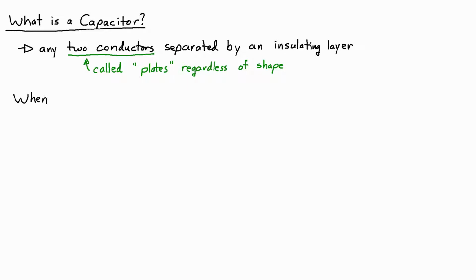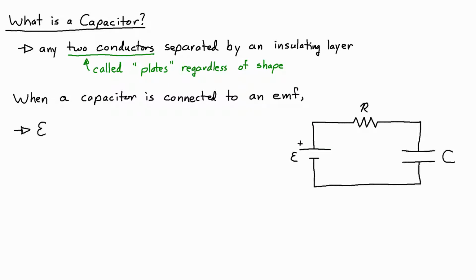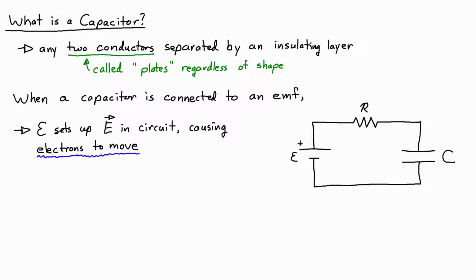So let's take a look at an example when a capacitor is connected to an EMF. The first thing is that the EMF sets up an electric field in the circuit, causing electrons to move. And recall that the current is defined as the movement of charge. And as the electrons move, that's the flow of current in the circuit. Now, of course, the current direction assumes that we have positive charge carriers. So in this circuit as drawn, charge would flow from the positive terminal of the EMF clockwise through the circuit to the negative terminal of the EMF.